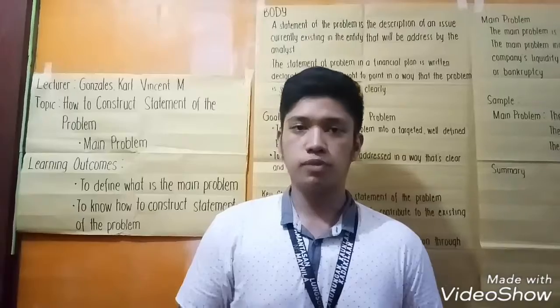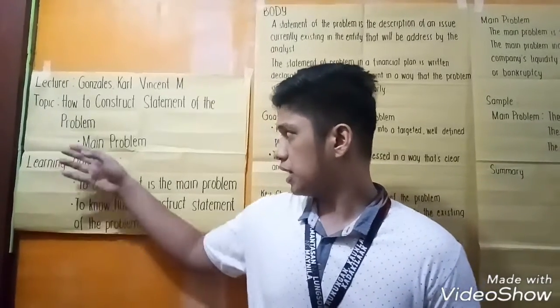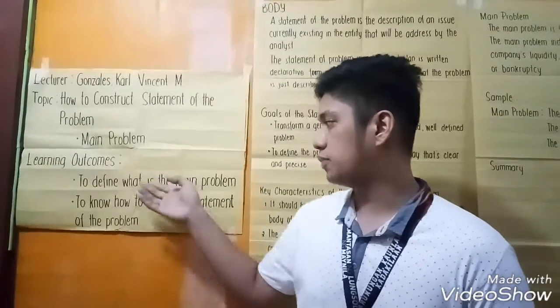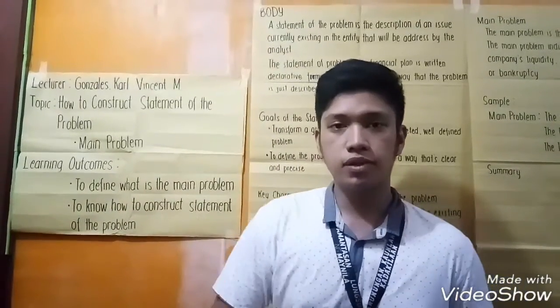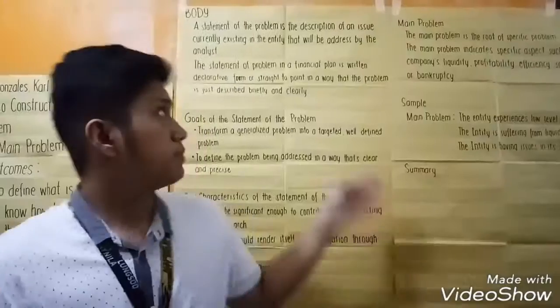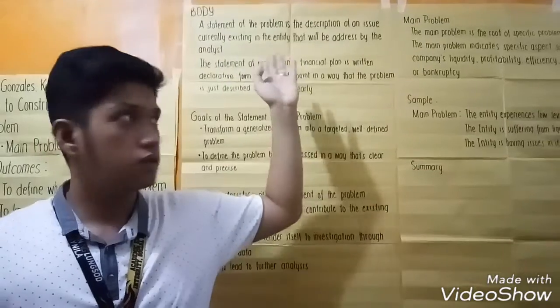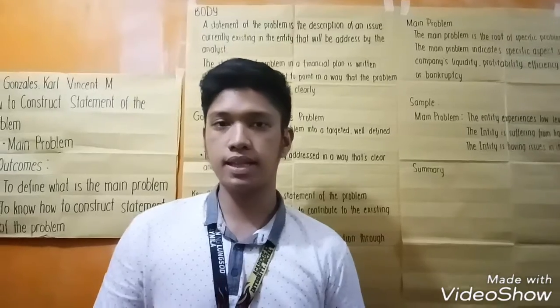So, let us move on to my report. My learning outcomes is for you to define what is the main problem and for you to know how to construct statement of the problem. Statement of the problem, or simply SOP, is the description of an issue currently existing in the entity that will be addressed by the analyst. Generally, a statement of the problem is an outline of the negative points of a current situation of the entity, and it explains why these problems matter.